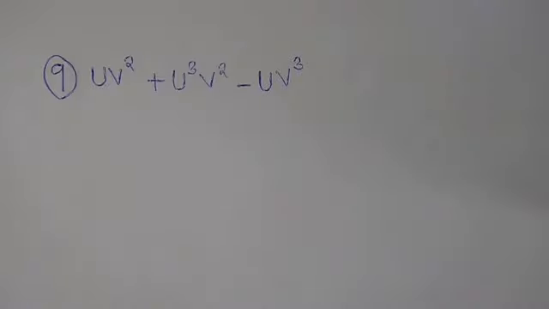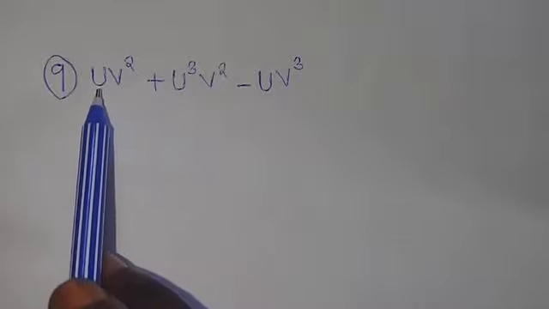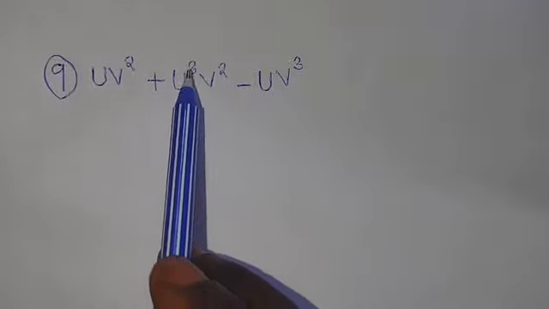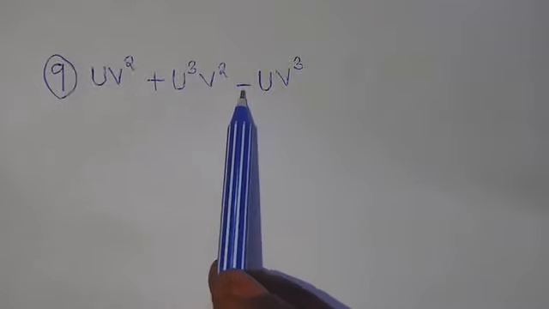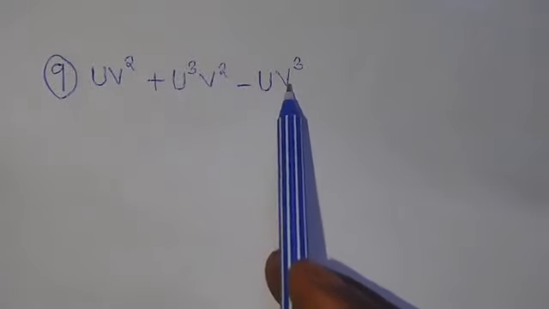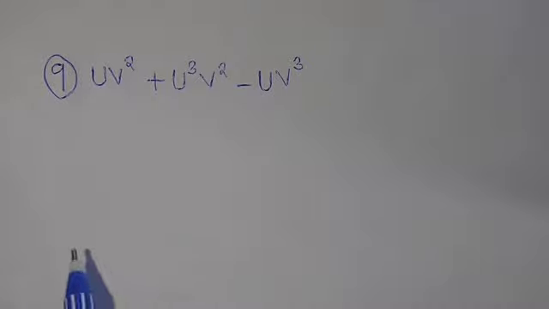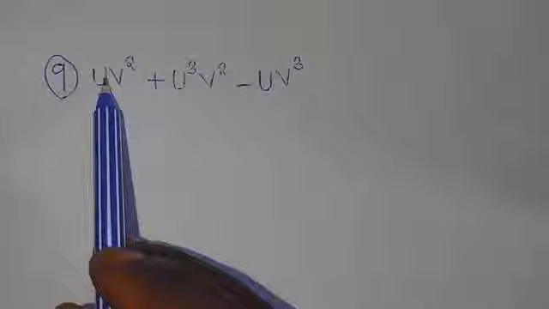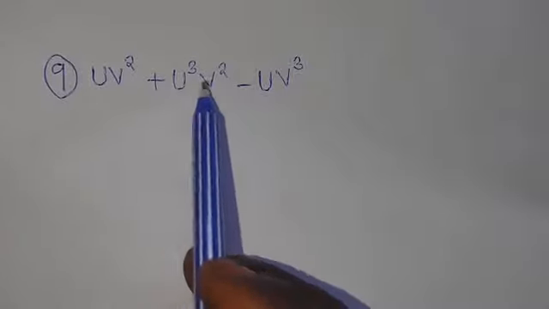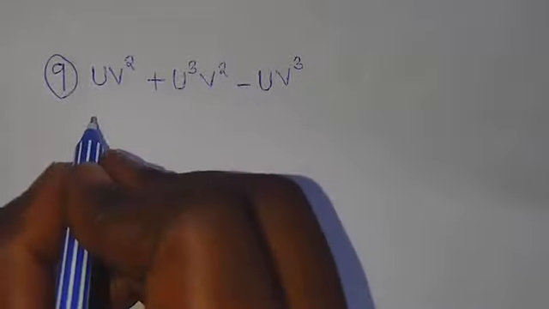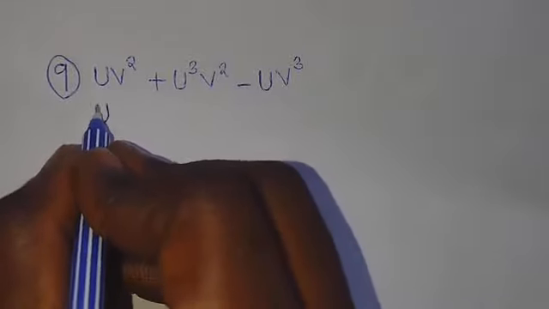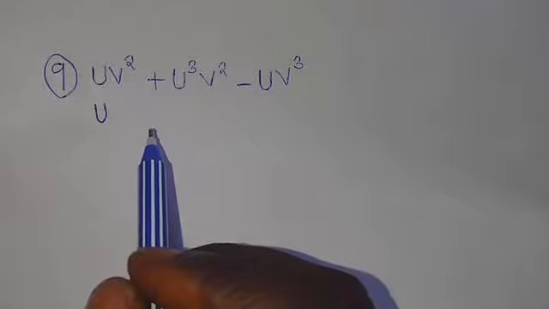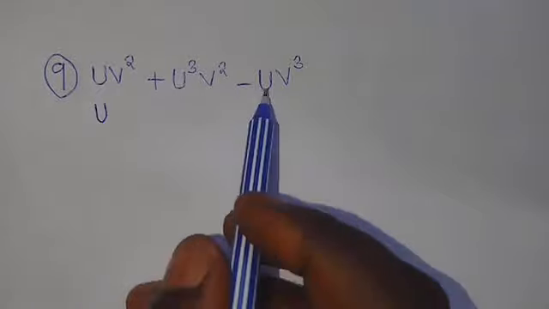Alright, so let us now factorize our last question. Factorize uv squared plus u power 3 v power 2 minus u v power 3. So here we have u, even here there is u, even here there is u. This u has power 1, this u has power 3, this u has power 1. So I'm just going to factor out a single u, because there is a single u in each. So you can't factor out u power 2.